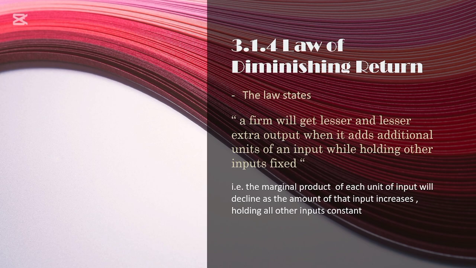This law can be observed in the graph of MP and TP, where when MP rises, TP also rises at an increasing rate, but MP falls down but remains positive when the total product rises at a decreasing rate. But MP becomes less than 0 and the total product also falls down as too many workers create inefficiency.